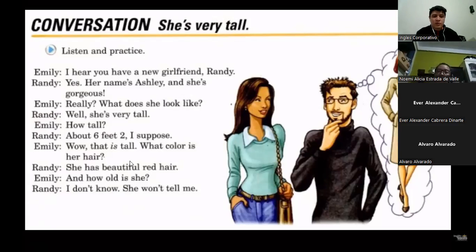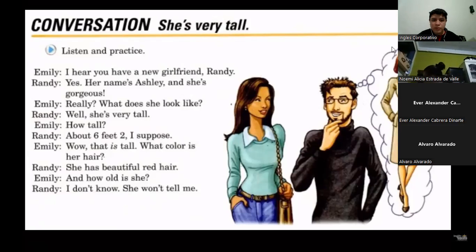Algo más que no entienden de aquí? No vayan a decir todo, right? Because I know that you know at least the idea about this conversation. So any other word, guys, that you don't understand, don't be afraid, okay? So if there's not, let me see.